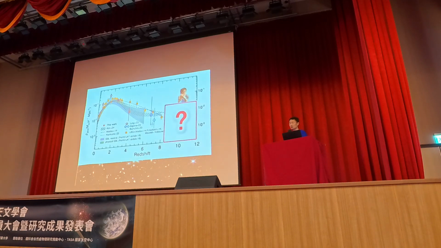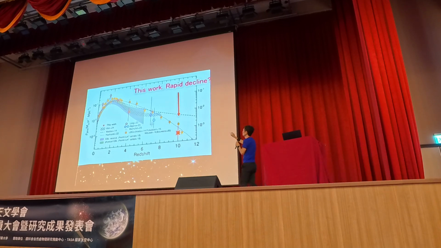Okay, let's get back to the first question of Seong Jin. Seong Jin's first question was: what about the star formation rate density at redshift 10? And now he has the answer. His answer is here. It seems his data is supporting the rapidly dropping model instead of this one. It seems to be rapidly declining star formation.